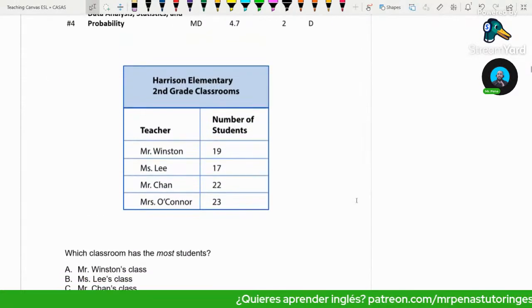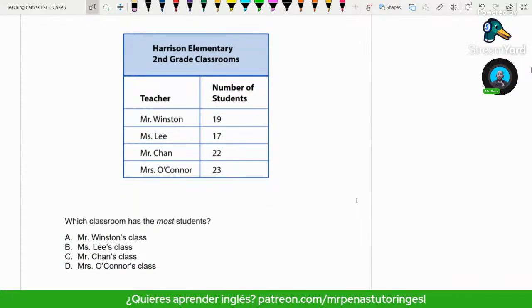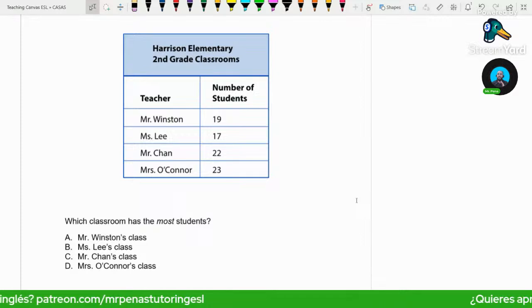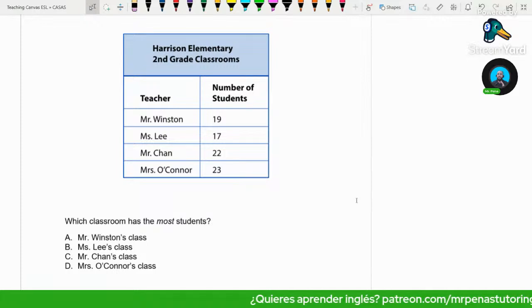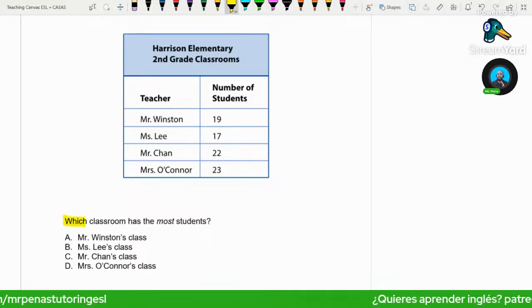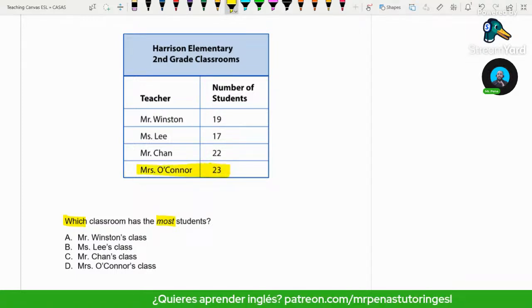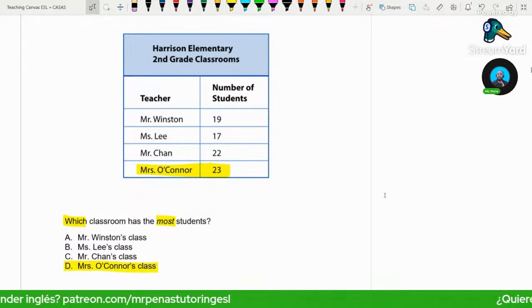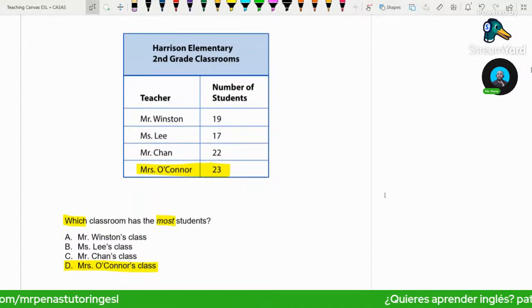Let's move on to data analysis. Ooh, I love data. Okay, Harrison Elementary, second grade classrooms. So we have 4 teachers here: Mr. Winston, Miss Lee, Mr. Chan, and Mrs. O'Connor. 19, 17, 22, 23 are the number of students. Which classroom has the most students? The most amount of students is Mrs. O'Connor. 23 is the largest number. Okay, so we're going to check, and yes, perfect.